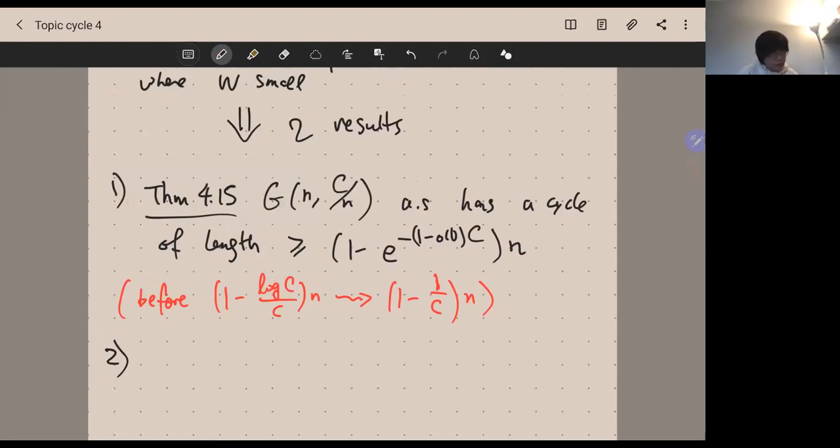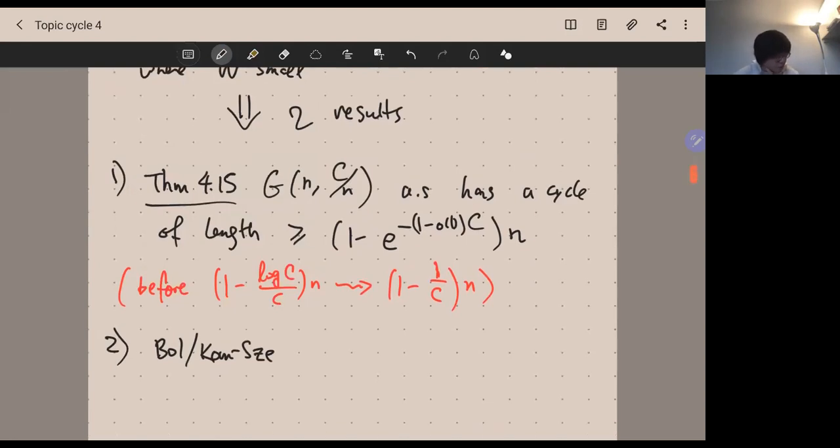Second one is, as I said, this is proved first by Bollobás, and then independently by Komlós and Szemerédi in the 80s, the very sharp threshold of Hamiltonicity.